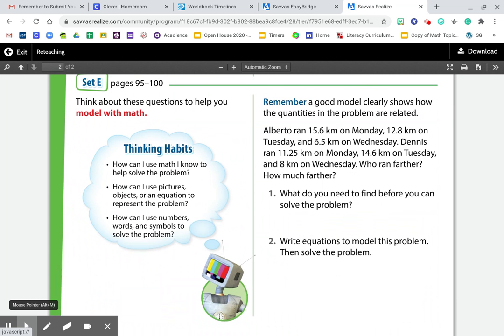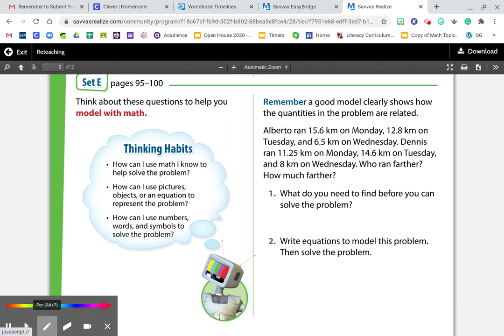Remember, a good model clearly shows the quantities in the problems related. Alberto ran 15.6 kilometers on Monday, 12.8 kilometers on Tuesday, and 6.5 kilometers on Wednesday. Dennis ran 11.25 kilometers on Monday, 14.6 kilometers on Tuesday and 8 kilometers on Wednesday. Who ran farther? How much farther? And what do you need to find before you can solve the problem?